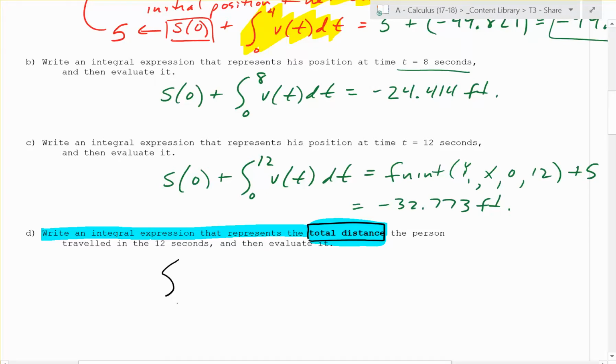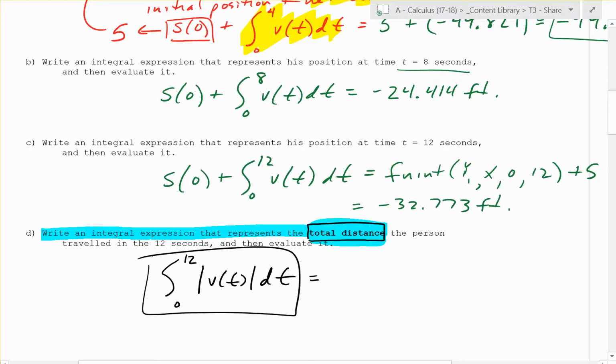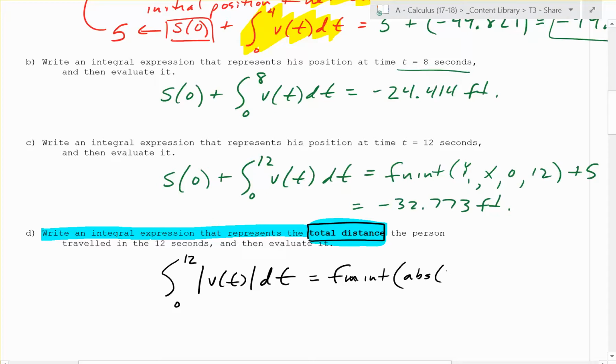So in this case, we're doing the integral from 0 to 12, but this time it's the velocity in absolute value. When I type this into my calculator, for those of you that don't have the nice clear type, I typed it in as fnInt, and then abs for absolute value, y1, comma x, comma 0, comma 12. And when I hit enter, it can take a little while because the absolute value of a function takes a little while. It comes out to be 78.586 feet.